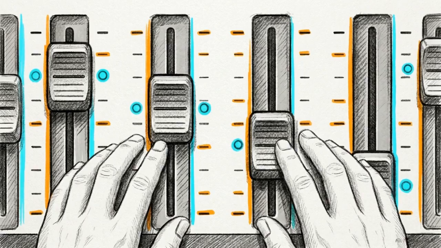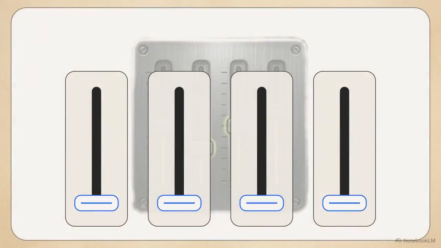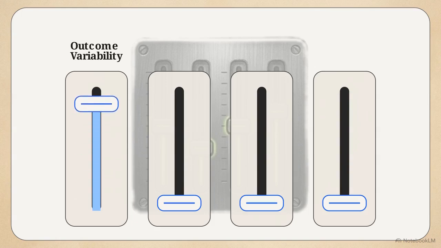Step 3 asks an analytical question. Exactly how much practice does each tier require? To determine that volume, we evaluate the tasks using this control board of 4 calibration metrics. First is outcome variability. If there are hundreds of right ways to do something, like designing a website, you have to push this slider up. High variability demands a large volume of practice scenarios.